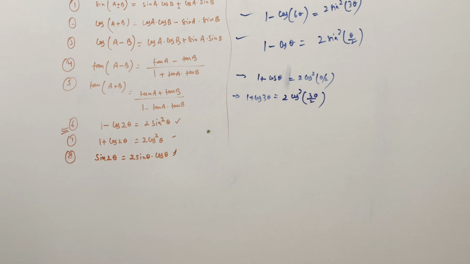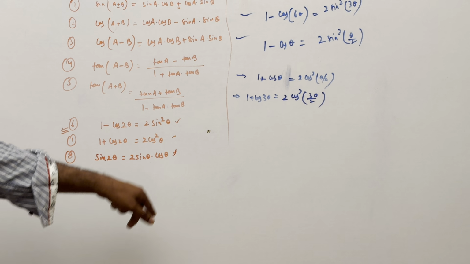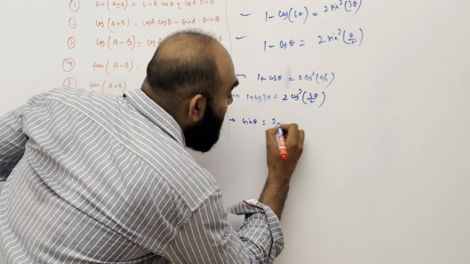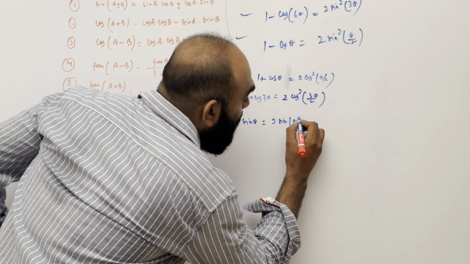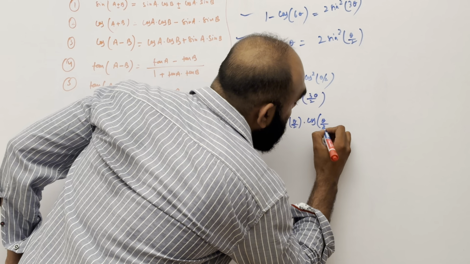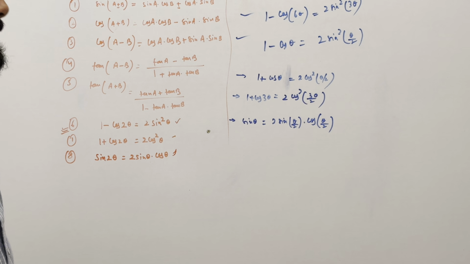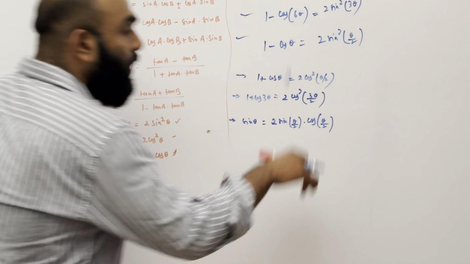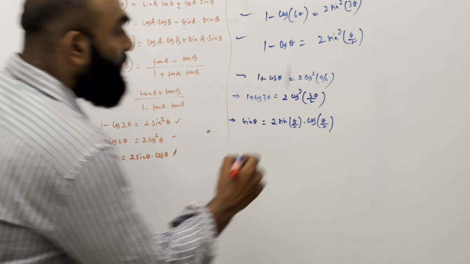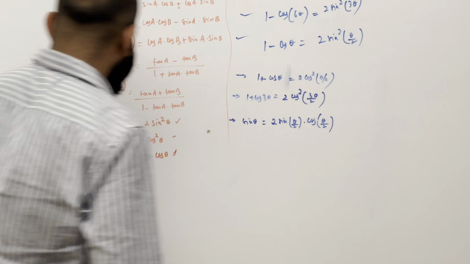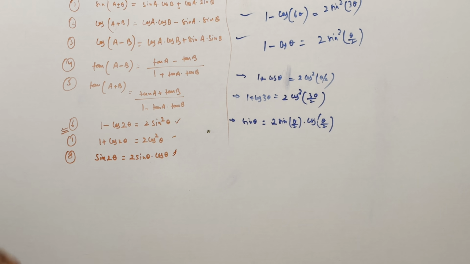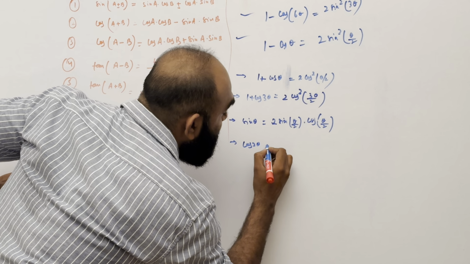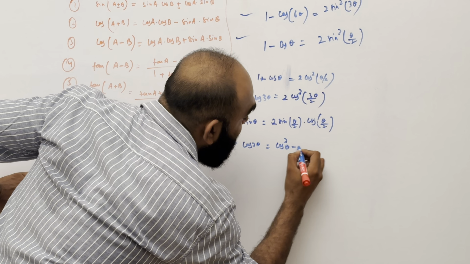Like sine 2 theta, we know that sine 2 theta is 2 sine theta cos theta. So if I ask you, tell me sine theta, sine theta is written as 2 sine theta by 2 into cos theta by 2. Please remember this formula, it is very important. Even one more formula for cos 2 theta, that is cos square theta minus sine square theta.